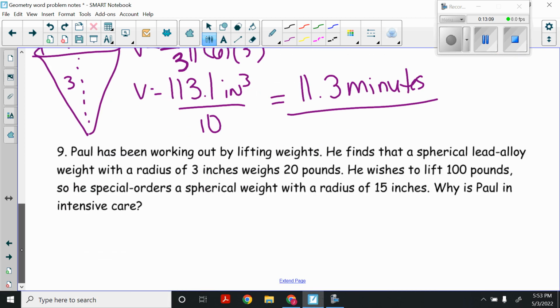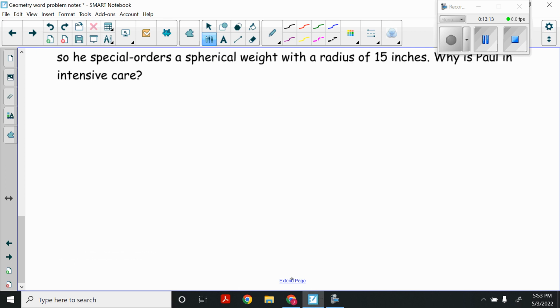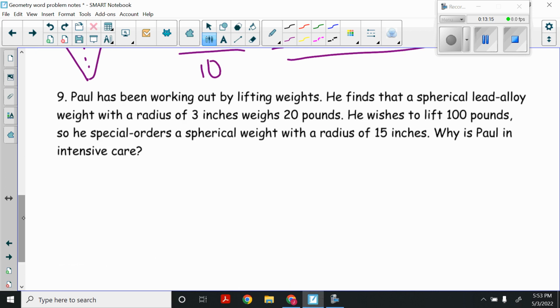All right, our last example. Paul has been working out by lifting weights. He finds that a spherical lead alloy weight with a radius of 3 inches weighs 20 pounds. He wishes to lift 100 pounds, so he special orders a spherical weight with a radius of 15 inches. Why is Paul in intensive care? Well, let's see. A sphere, okay? So the whole thing weighs 20 pounds, so volume.